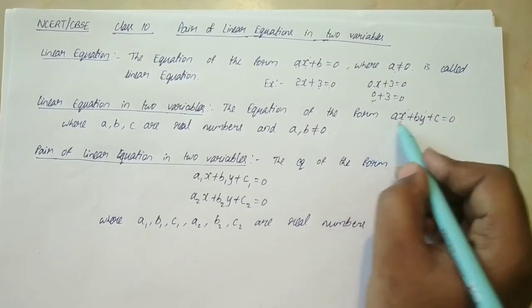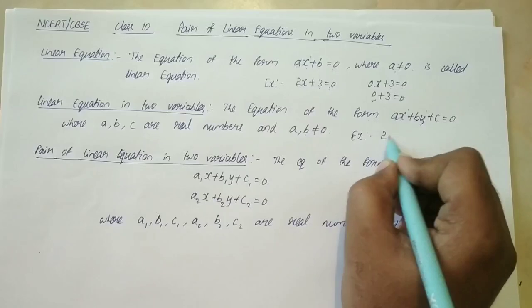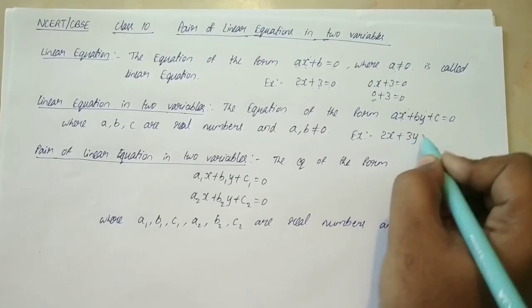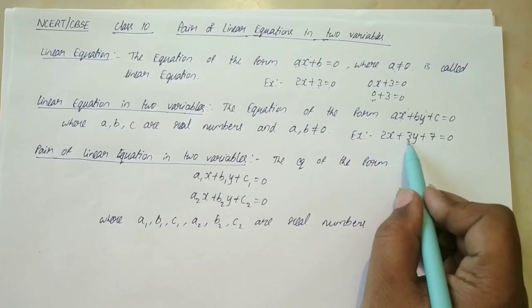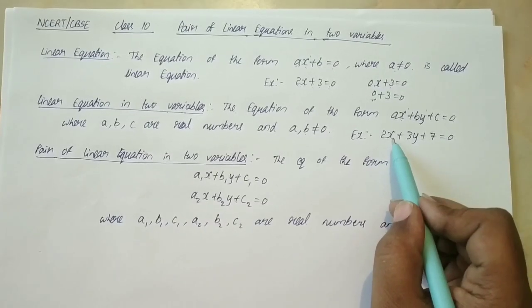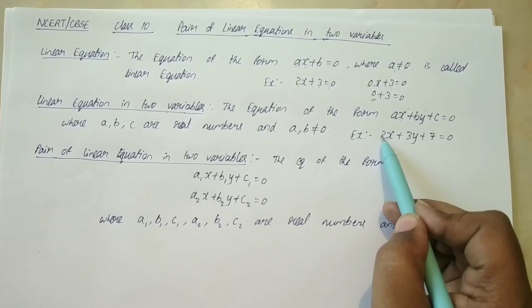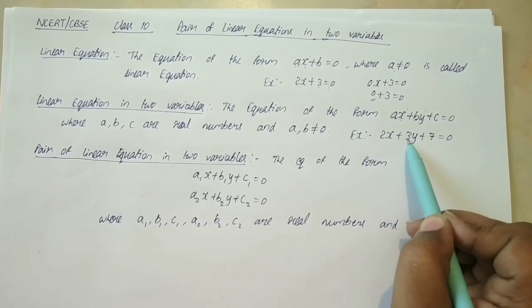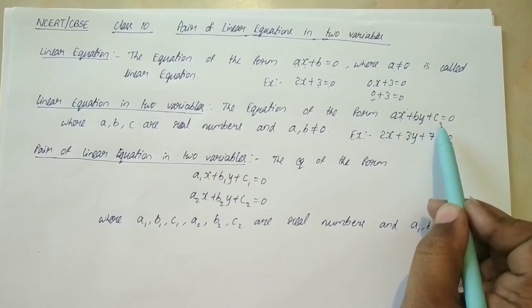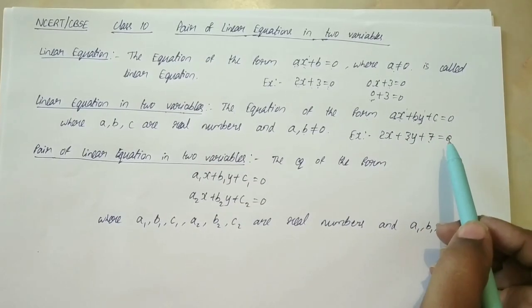Example for a linear equation in two variables: 2x plus 3y plus 7 is equal to 0. This is an example of a linear equation in two variables. Here we have two variables, x and y, and in place of a we have written 2, that is, the value of a is 2. In place of b we have written 3, that is, the value of b is 3, and in place of c we have written 7, that means the value of c is 7.